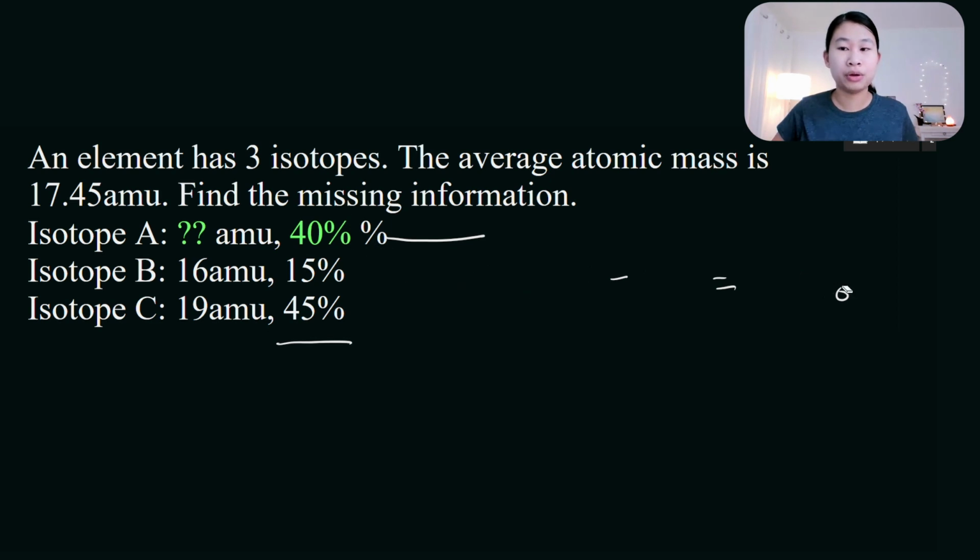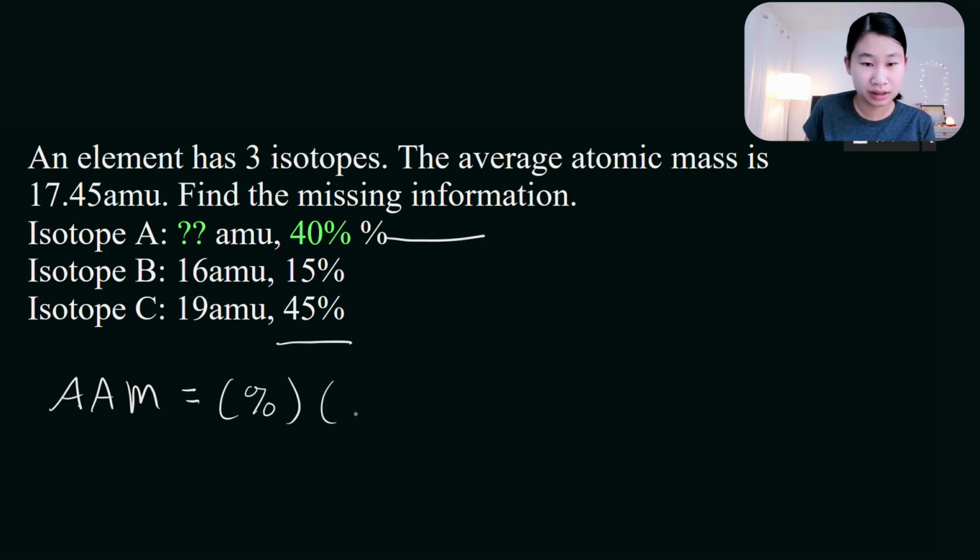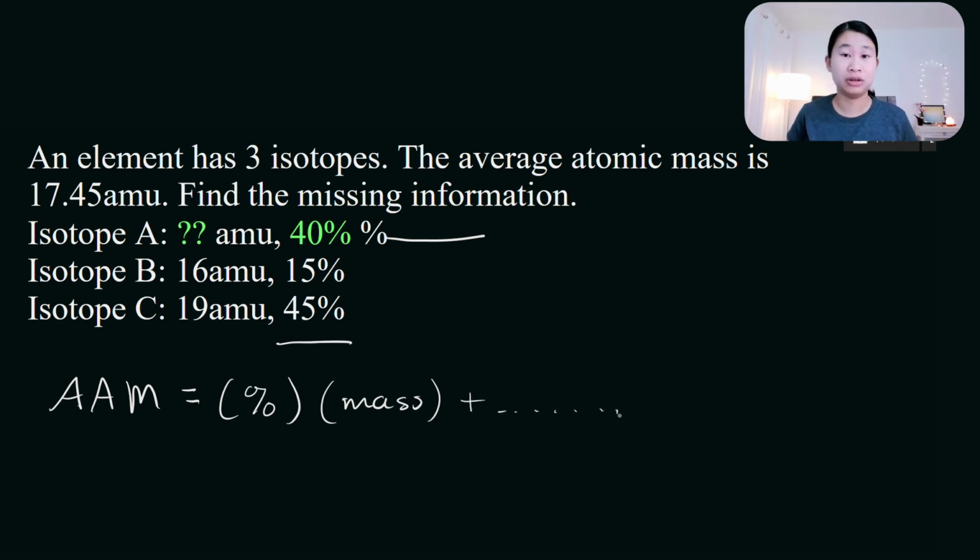Now, how do you think we're going to find the mass of isotope A? It turns out if you do some algebra, you're going to use the same equation that I showed above, but we're just going to switch a few things around. So remember, the average atomic mass, I'm just going to put AAM, is going to be equal to the percent abundance times the mass of that isotope, and we're just going to keep doing that until we finish all the isotopes. So in this case, it would be 3 times.